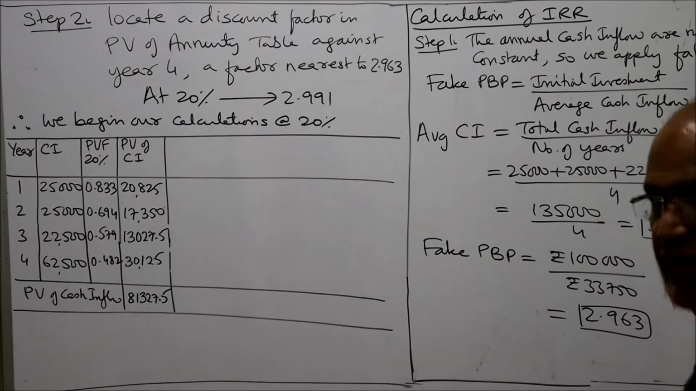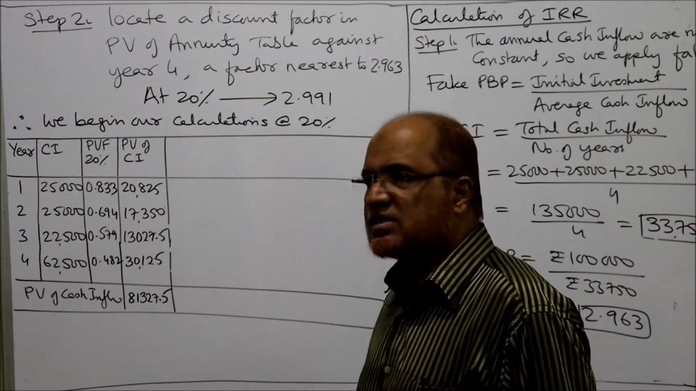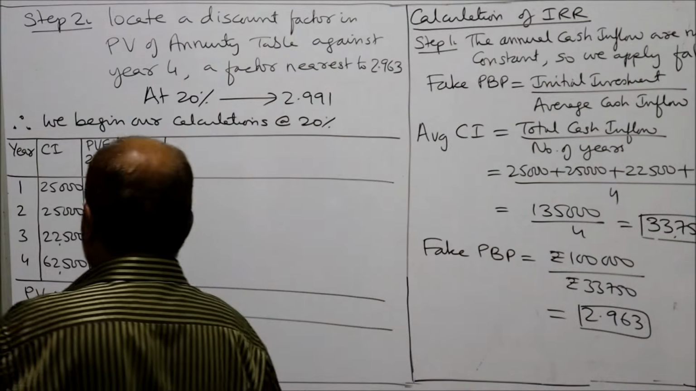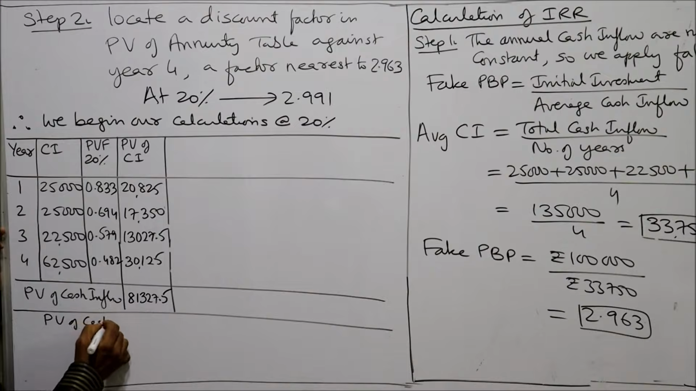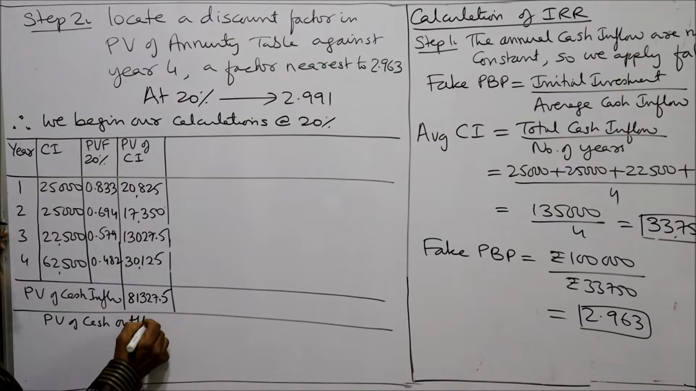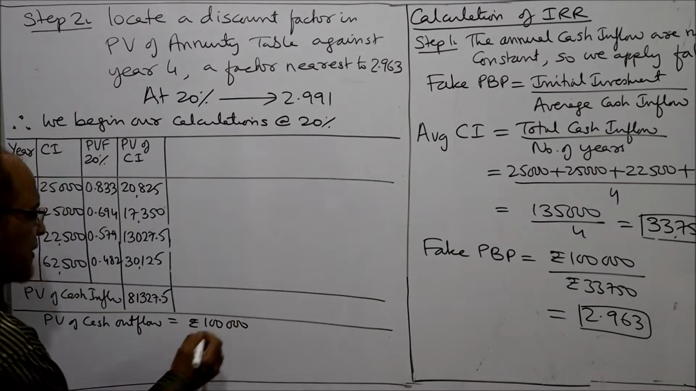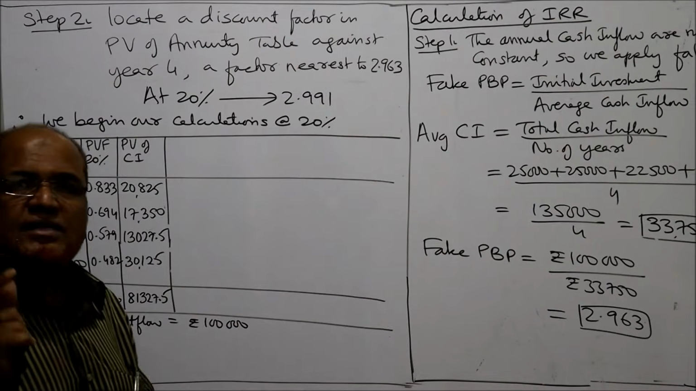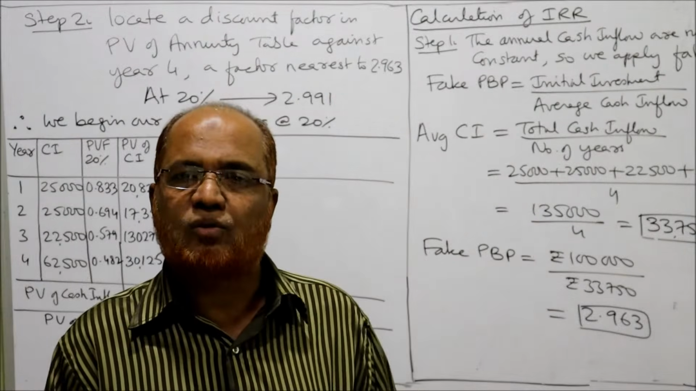So at 20% we got 81,327.5. How much is the PV of cash outflow? PV of cash outflow is equal to rupees 1 lakh. See, IRR is that rate of discount at which PV of cash inflow and PV of cash outflow both should be same.